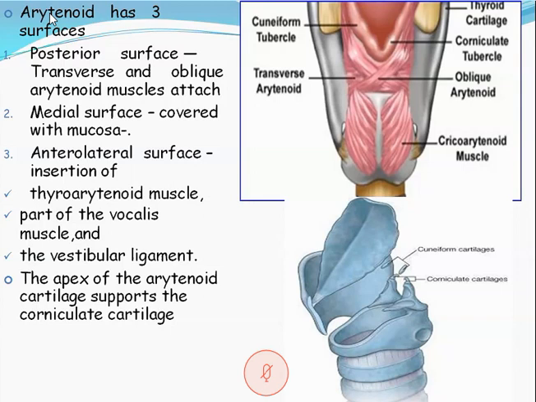The apex of the arytenoid cartilage supports the corniculate cartilage here. You can see here the corniculate cartilage.